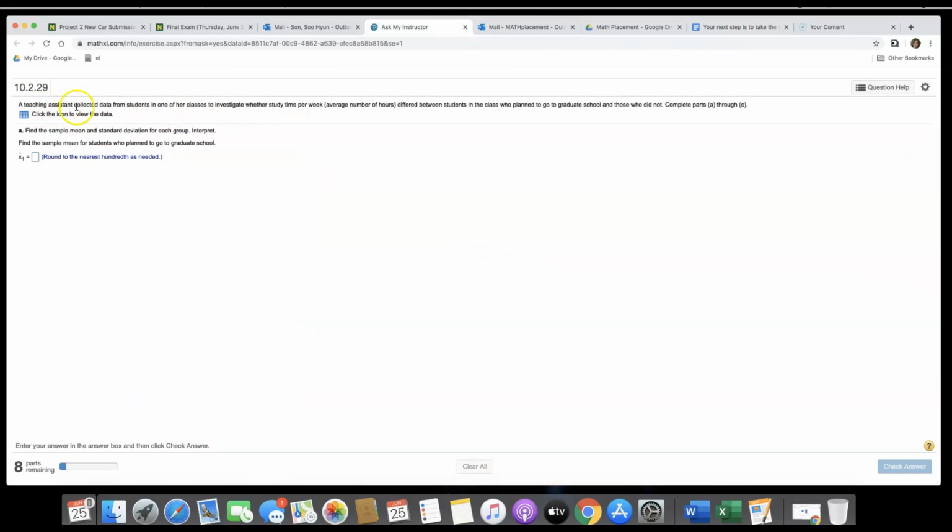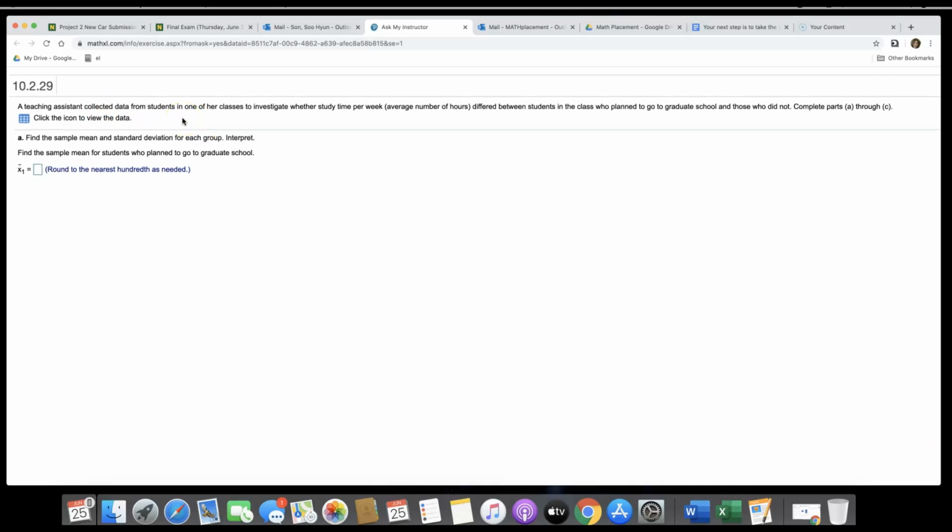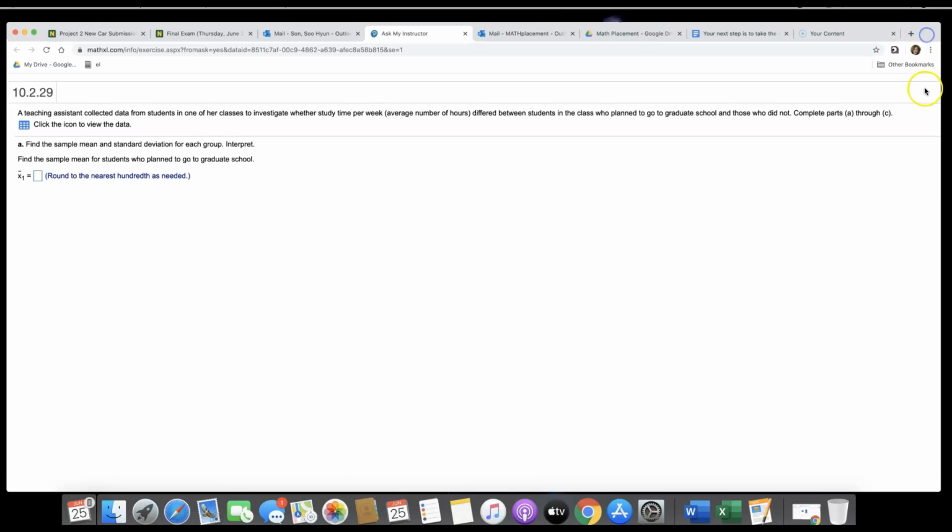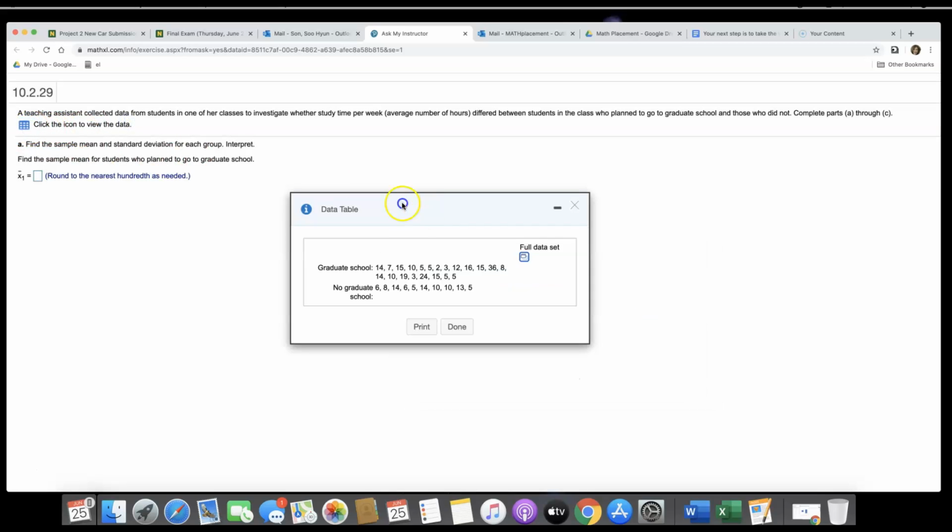A teaching assistant collected data from students in one of their classes to investigate whether study time per week, average number of hours, differed between students in the class who plan to go to graduate school and those who did not. Complete parts A through C. Click the icon to view the data, okay? So there's the data right here.